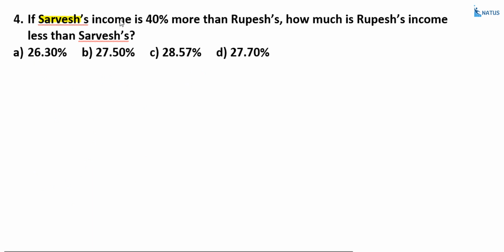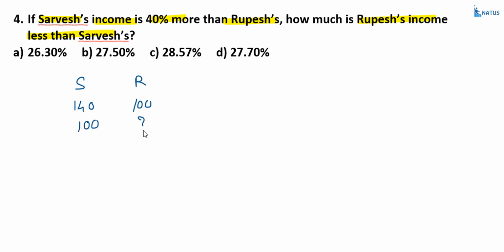If Sarvesh's income is 40% more than Rupesh's income, how much is Rupesh's income less than Sarvesh's? A very simple one, Sarvesh and Rupesh. Suppose Rupesh's income is equal to 100. What about Sarvesh's income? 40% more than Rupesh, that is equal to 140. If Sarvesh's income is equal to 100, now what is the income of Rupesh?